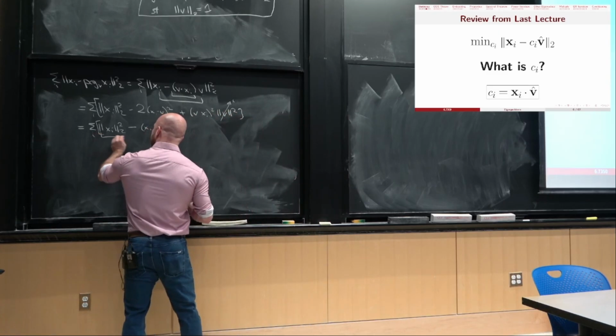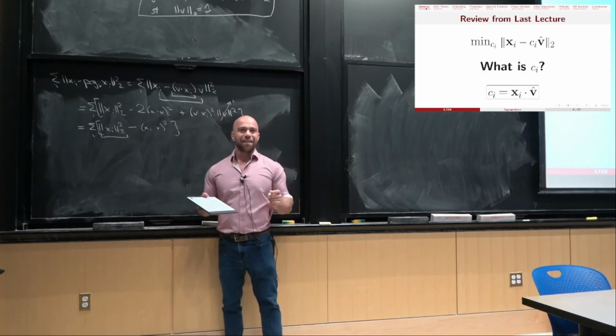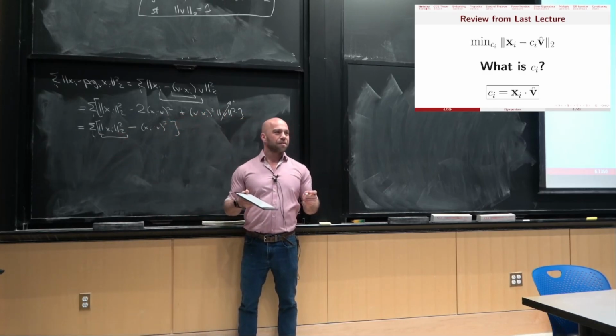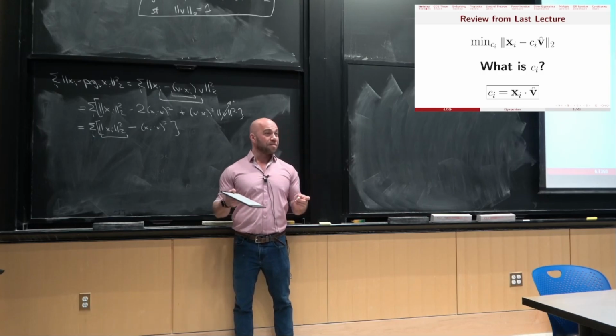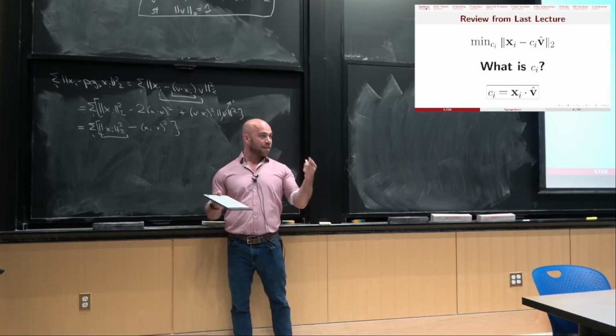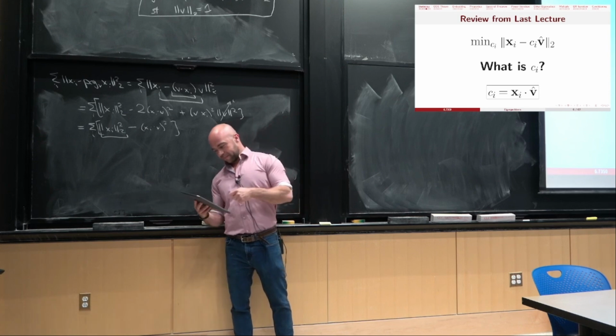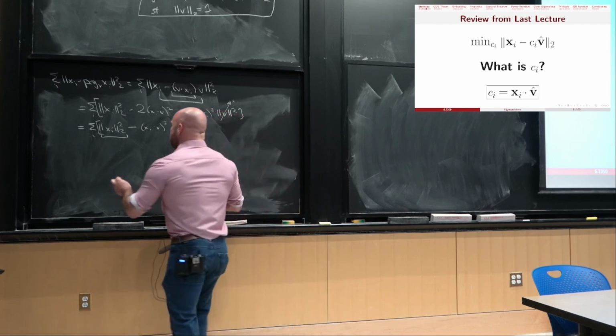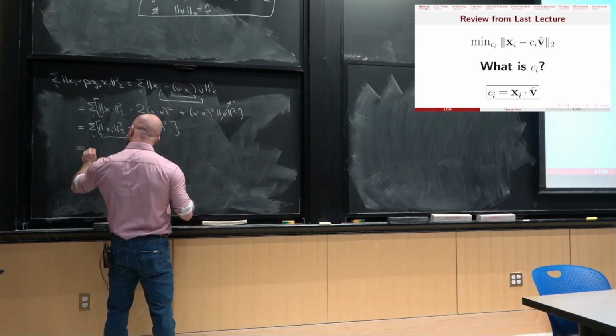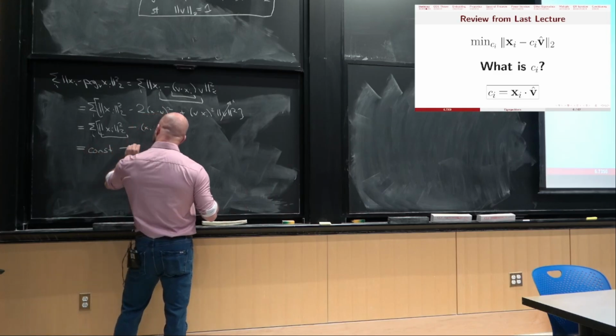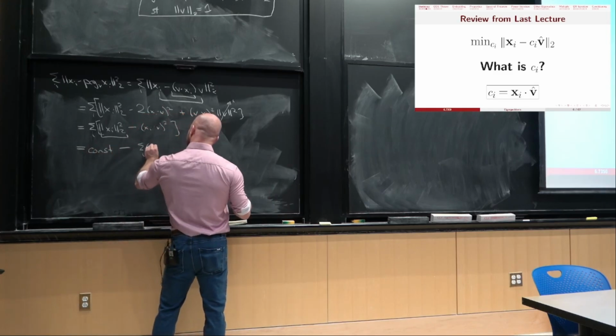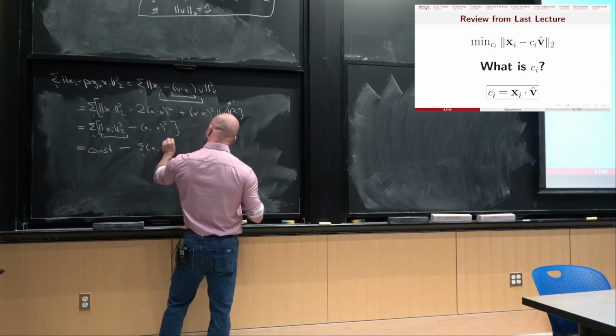Moreover, is this term doing anything? No, right? Because the unknown in my problem is v. So this is just some additive change to my objective function. Okay. So really, I can think of it as some constant that I don't care about minus the sum over i of xi dot v squared.